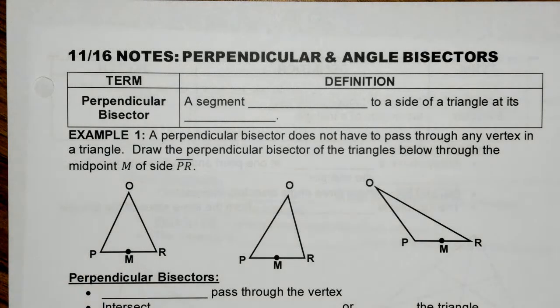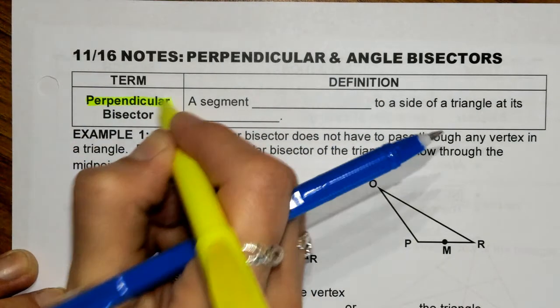And we're going to go ahead and talk about our last two special segments in triangles. We talked about mid-segments, altitude, and our median. Now we're going to talk about our bisectors. First, our perpendicular bisectors. Go ahead and highlight that so it sticks out.